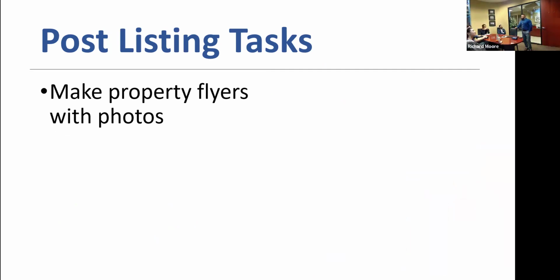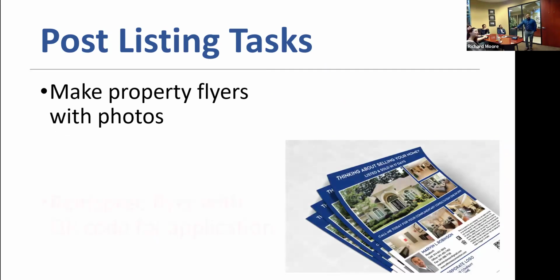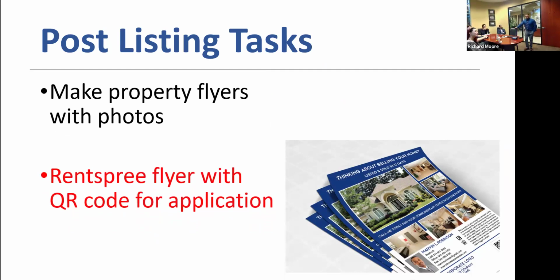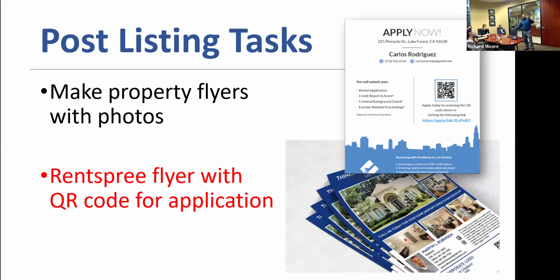Make property flyers with photos on them. Rent Spree has a flyer with a QR code for the application. So this is what that looks like. When you go to Rent Spree and you create that listing as a listing agent, representing the landlord, you can create a flyer like this. The application process is pretty simple. When you create the listing, it just wants the information on the property: the property address and the asking price. And I think that's pretty much it.